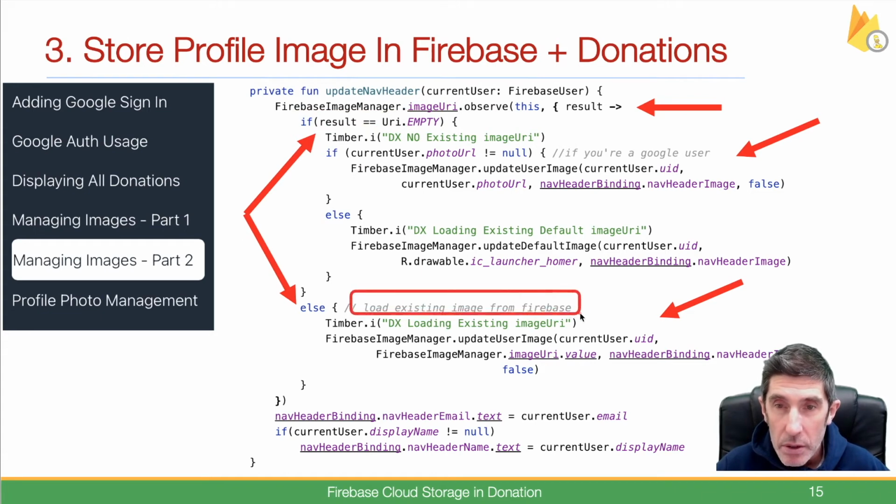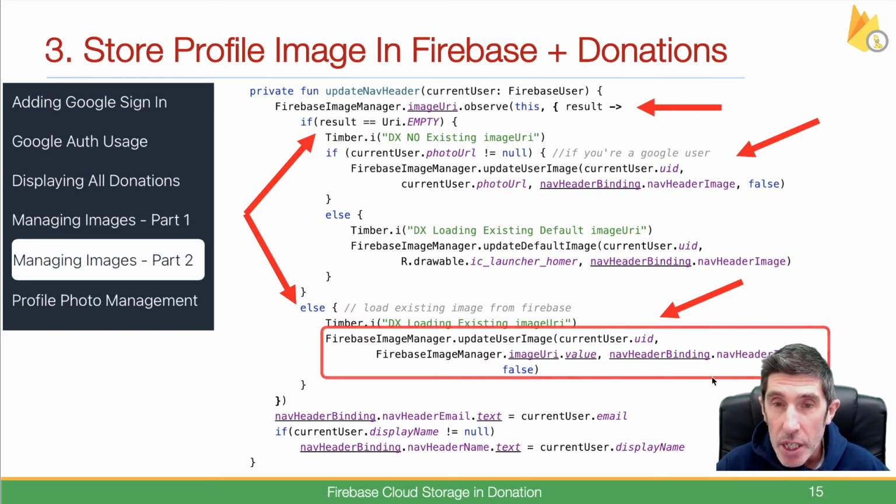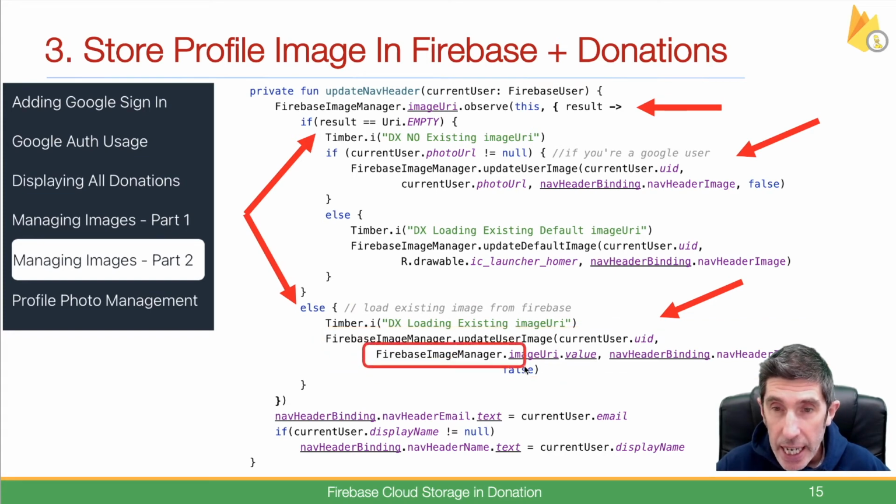Otherwise, there is an image, so we need to load that existing image from Firebase. So here we leverage the user update image, passing in the user's ID, again getting at the existing image URI, and then just identifying the nav header, the location, I suppose, the object that we want to update, which is that nav header image. So inside this, we'll see it in a minute. That's where we were using Picasso. That was that code snippet that I showed you earlier. That's where we're using Picasso to update those details.